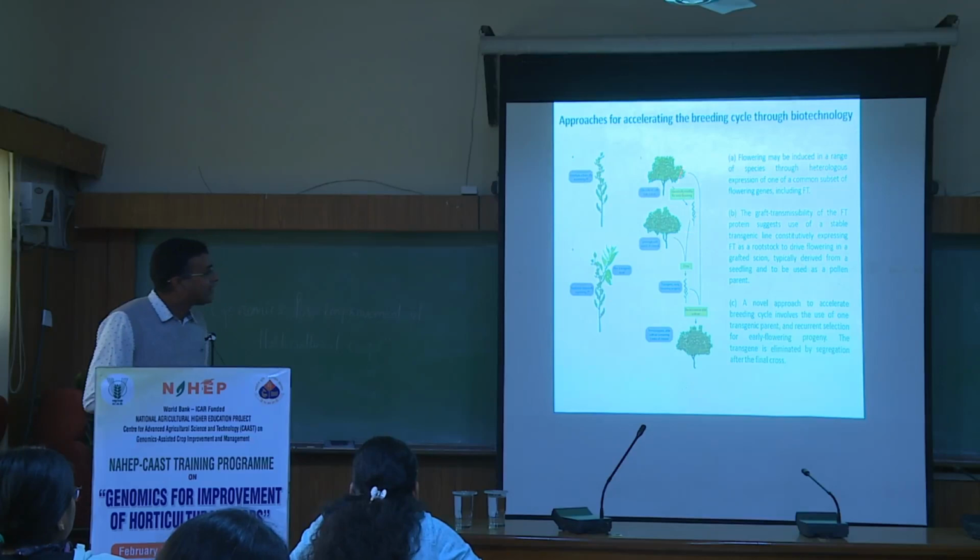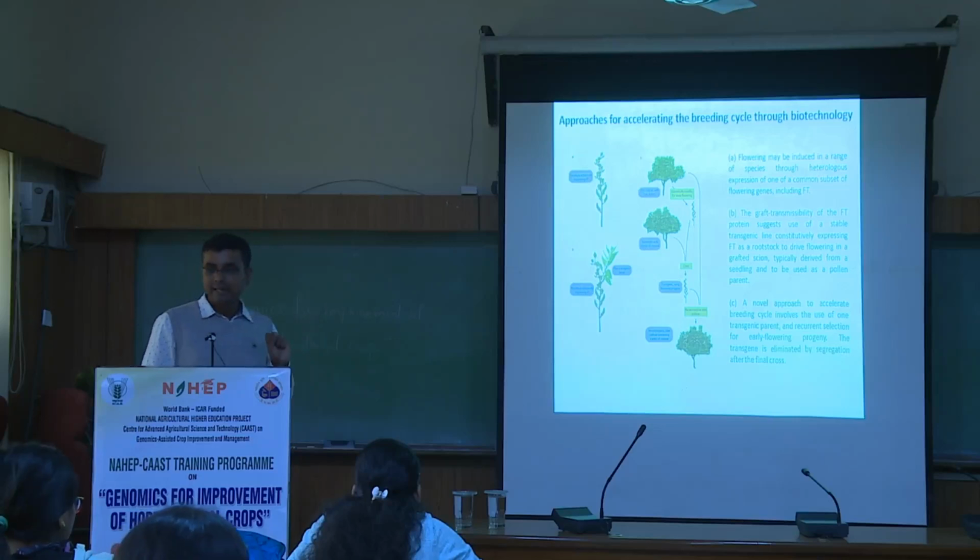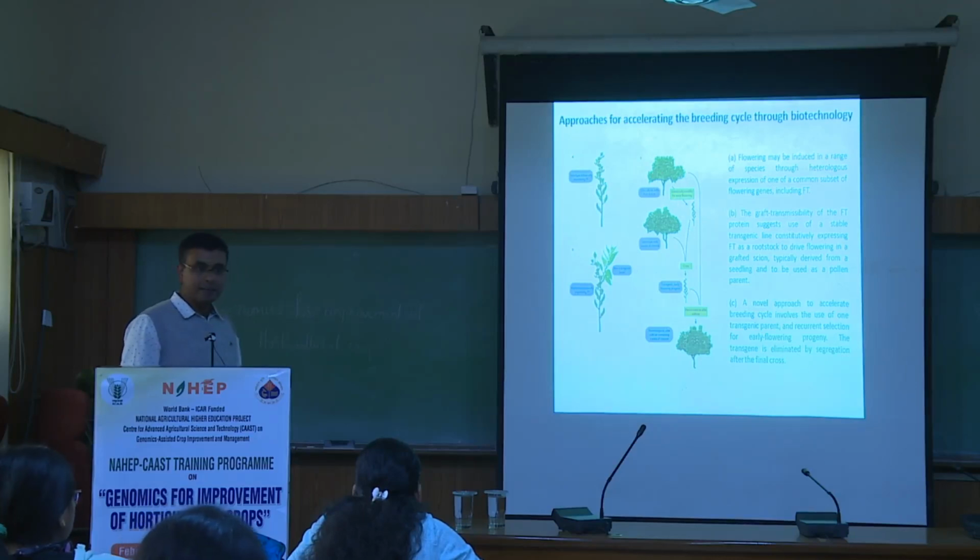Then the third one is very interesting. Suppose this is a tree plant which has a defect, being susceptible to a certain disease. But we genetically modify this one and produce a rapid cycle plant.